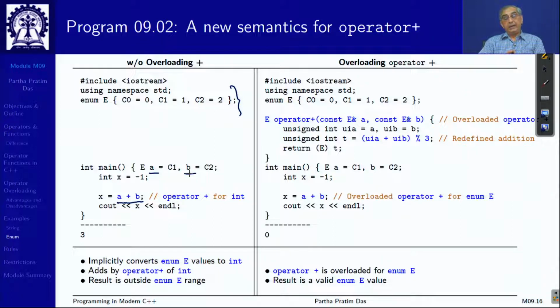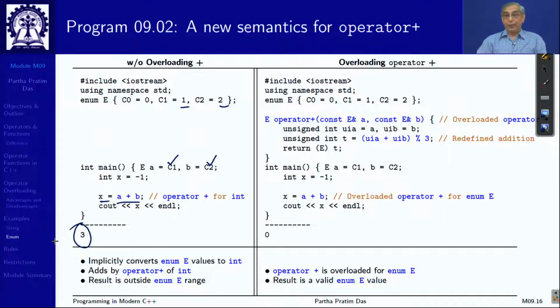This add does an arithmetic conversion from enum to int, because enum does not have any predefined operator, but it is represented as an integer internally. So what the compiler does is what is known as an arithmetic conversion: it converts A to int, B to int, does an arithmetic addition, and you get the result. So if this is C1 which is 1, and this is C2 which is 2, when you add them, x will be 3, perfect.